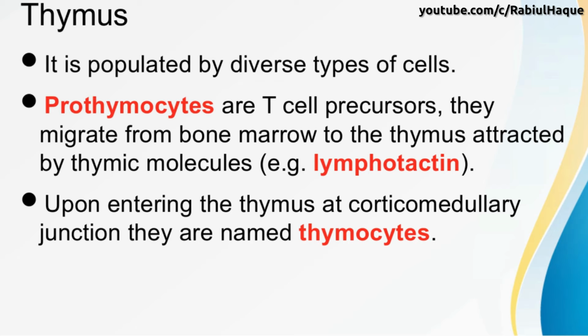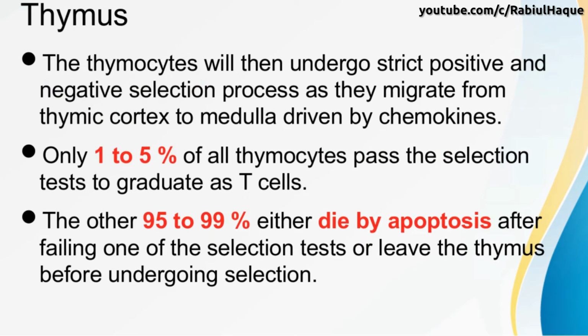Now, thymus is populated by diverse types of cells. Prothymocytes are T cell precursors that will migrate from the bone marrow to the thymus, attracted by thymic molecules like lymphotactin. Upon entering the thymus at the corticomedullary junction, they are named thymocytes. The thymocytes will then undergo a strict positive and negative selection process as they migrate from the thymic cortex to the medulla, driven by chemokines.